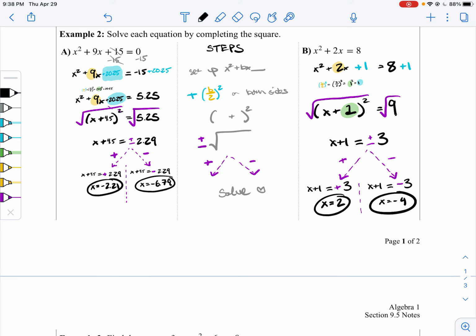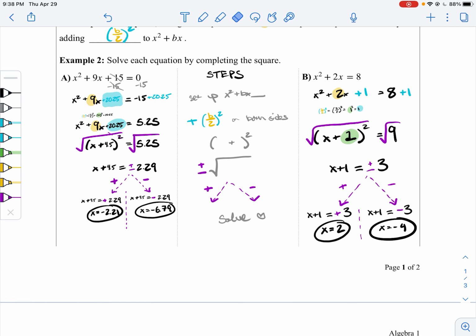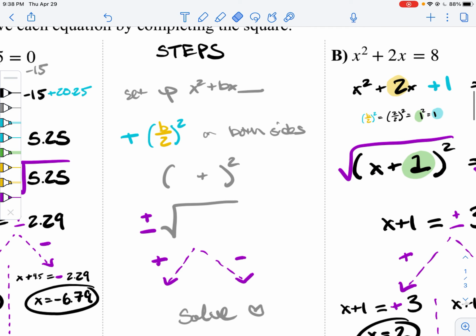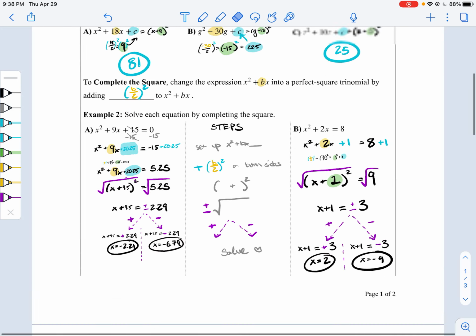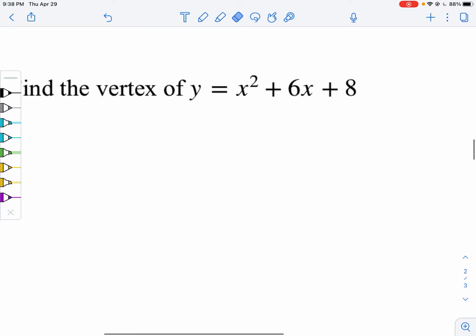Awesome! We can always check our work by taking our x value and plugging it back in here. It'll be true. I've done this before. It's right. Completing the square takes a long time. Look at all those steps. Why is it helpful? It's helpful for finding the vertex.